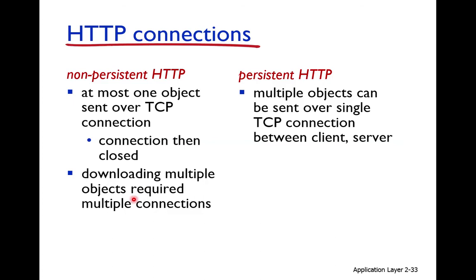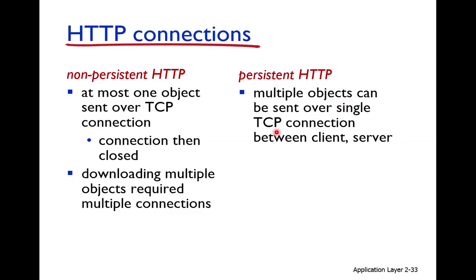Downloading multiple objects requires multiple connections. So if a user wants to access multiple objects at the same time, they have to establish multiple connections. Another option is persistent HTTP. In persistent HTTP, once a connection is established, many objects can be sent and received on the same connection. So for each object, the user doesn't need to establish the connection again and again. Multiple objects can be sent over a single TCP connection between client and server.